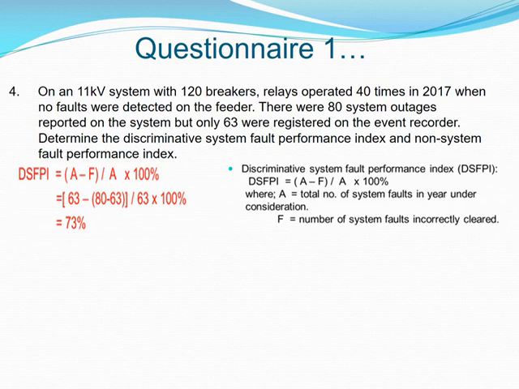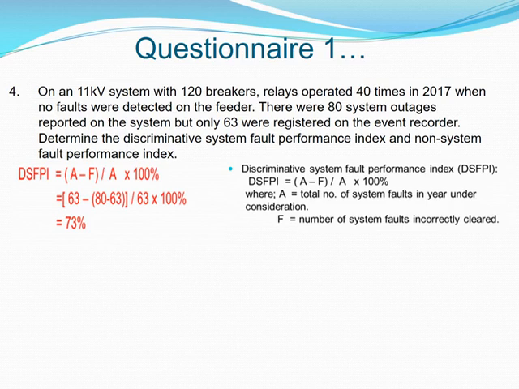Remember, there was (A minus F) divided by A, and you multiply by 100 to get your percentage. Your A was your total number of system faults in a year. In this case, the total number of system outages that happened in a year was 80, but only 63 of them were registered on the events recorder. So it means they only register your system faults on the events recorder. Therefore, 63 is equivalent to A.